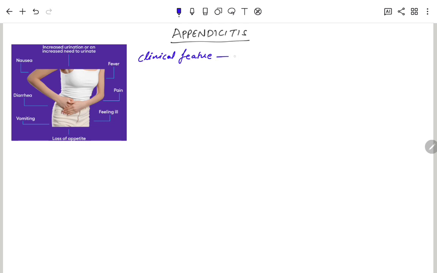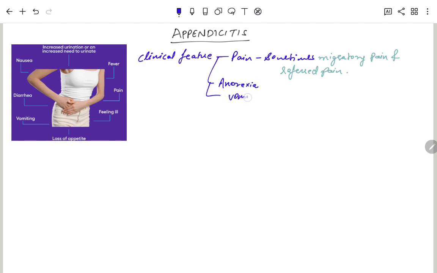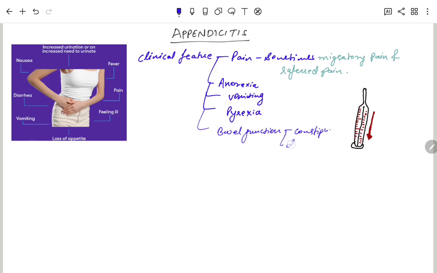Talking about the symptoms of the clinical features, there is pain, which may be sometimes migratory, sometimes referred pain, and next is anorexia, vomiting, pyrexia with fever, and this pain, vomiting, and pyrexia in combination forms the Murphy's triad. But you should remember that Murphy's sign is found in acute cholecystitis. Murphy's triad is found in appendicitis.